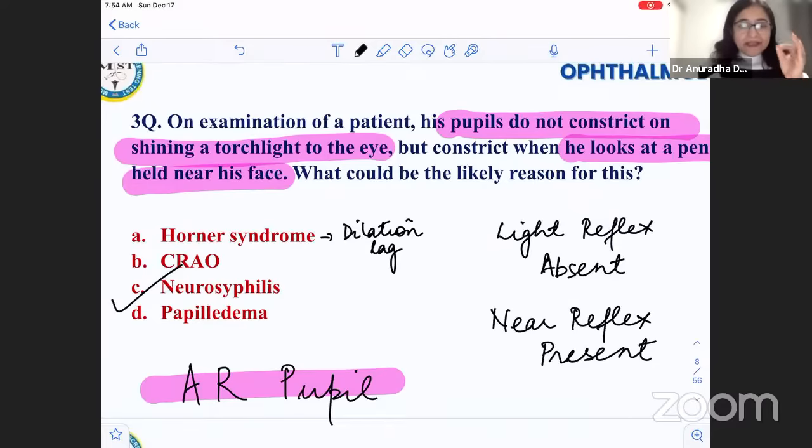What kind of abnormality will you see in central retinal artery occlusion? Yes, that's what I'm coming to, Doctor. That is your Marcus Gunn pupil, which is called relative afferent pupillary defect. Relative afferent pupillary defect will be seen in central retinal artery occlusion. Whereas in papilledema, the pupil reactions are normal in the early stages. So out of these choices, neurosyphilis is your answer.